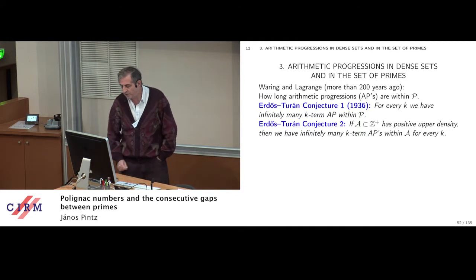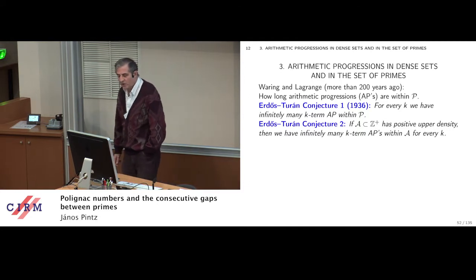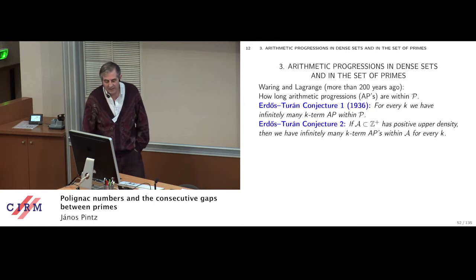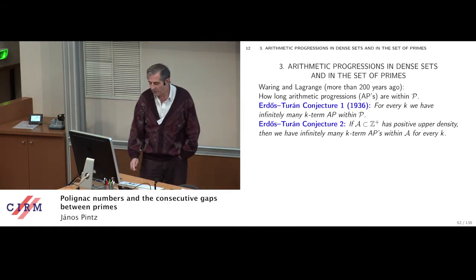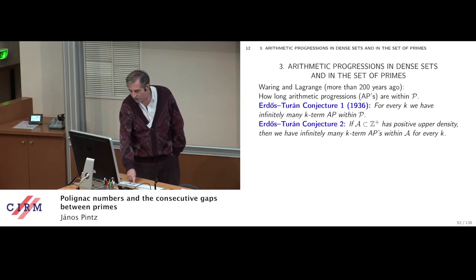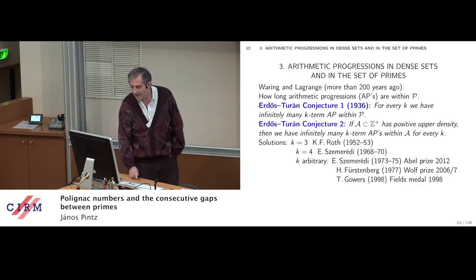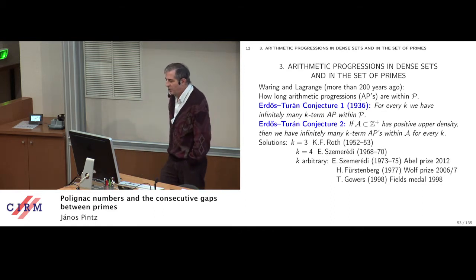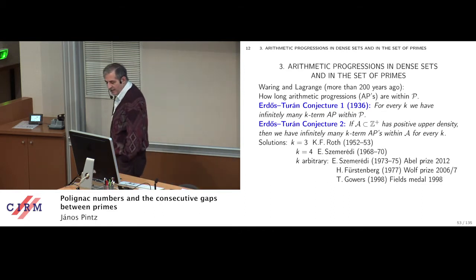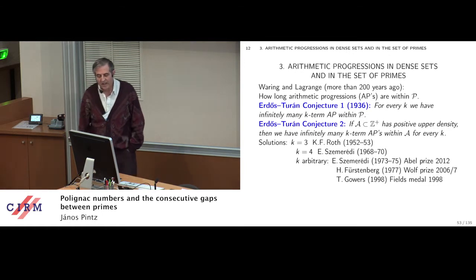There were two famous conjectures. One of Erdős and Turán: for every k we have infinitely many k-term arithmetic progressions within the primes. And the Erdős-Turán conjecture that if A is a set with positive upper density, then we have many k-term APs within A for every k.